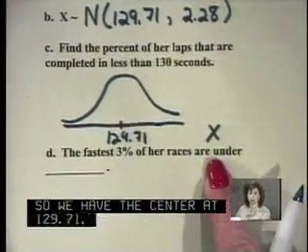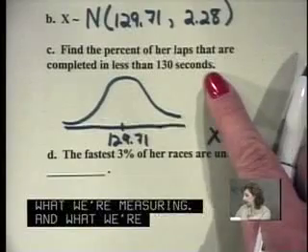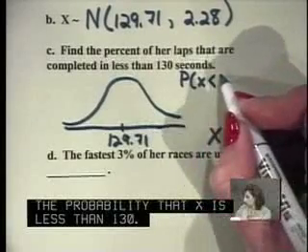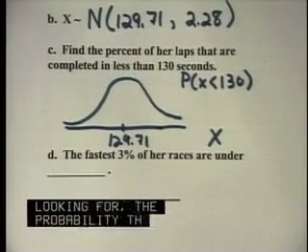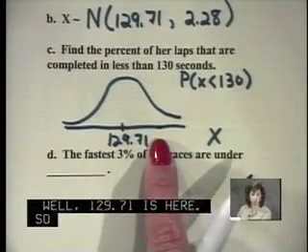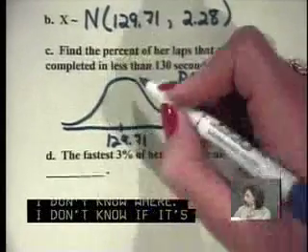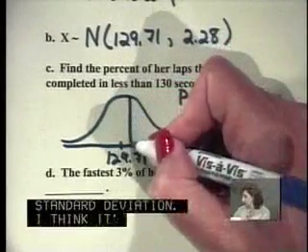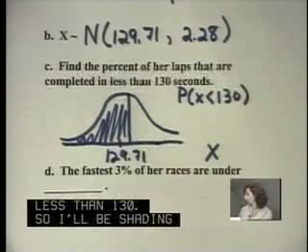This is our number line. X, our random variable, what we're measuring. And what we're finding is the probability that x is less than 130. That's what we're looking for. Well, 129.71 is here, so 130 must be to the right of the mean. I don't know if it's close by here or if it's out here. Actually, I do have an idea based on the standard deviation. I think it's probably pretty close. Here's 130. Less than 130, so I'll be shading in this way.